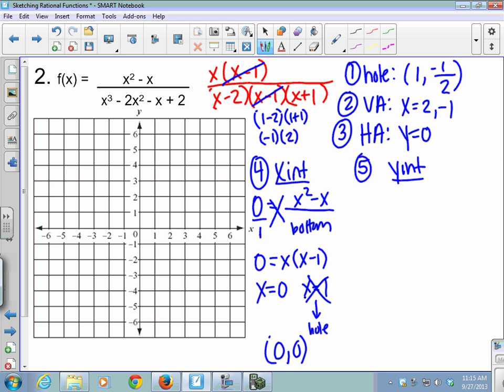Now, the fifth thing, the y-intercepts, I'm just going to plug 0 in for all of the x's. So 0 squared minus 0 is just 0. 0 cubed minus 2 times 0 squared minus 0. All of these three terms are going to be 0, and 0 plus 2 is just 2. And then 0 divided by 2 is going to be 0. So the y-intercept is going to be 0, 0.